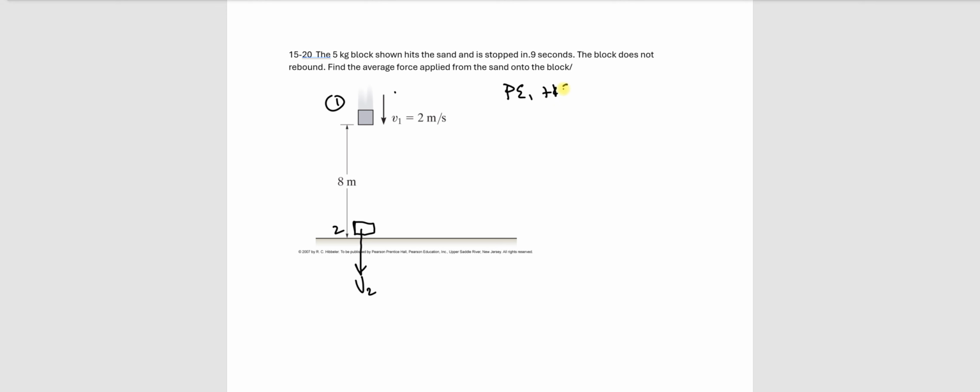Potential energy 1 plus kinetic energy 1 plus any work done from 1 to 2 equals potential energy 2 plus kinetic energy 2. Putting a datum at the ground right here, this is going to be mgh plus 1/2 mv1 squared, because this thing is moving at position 1, plus 0. If we throw out air drag, there are no non-conservative forces acting between 1 and 2. PE2 is 0 because we're at the datum. KE2 is 1/2 mv2 squared.